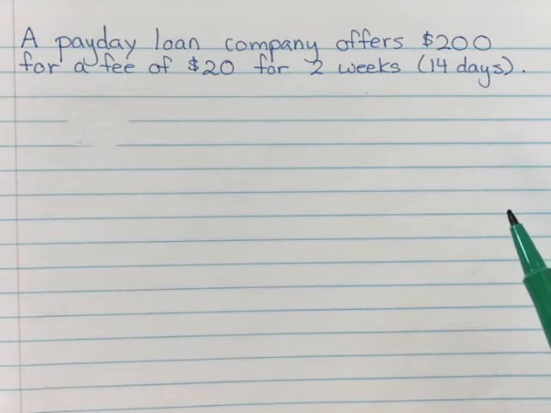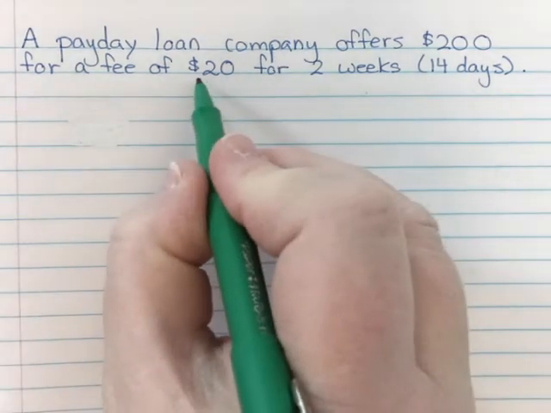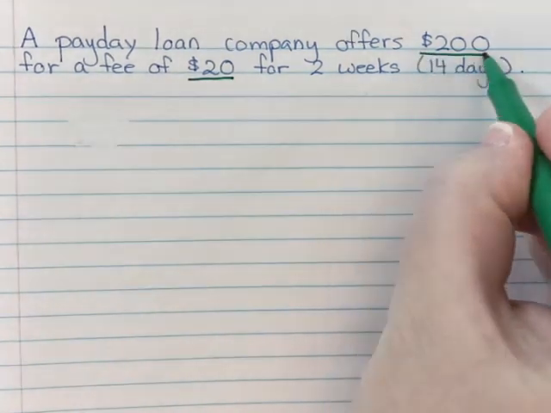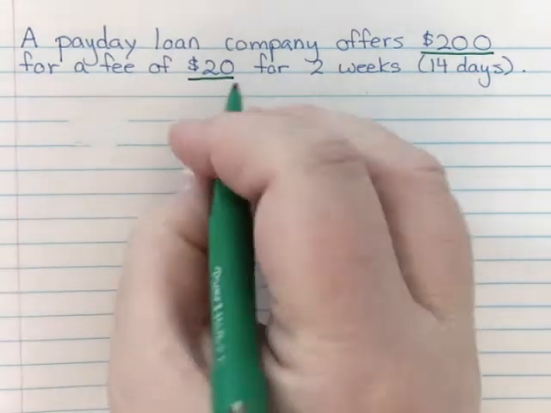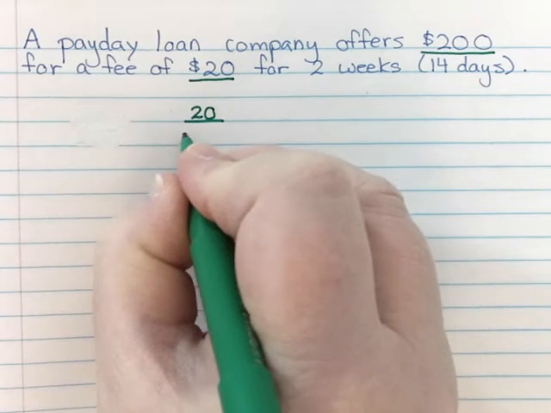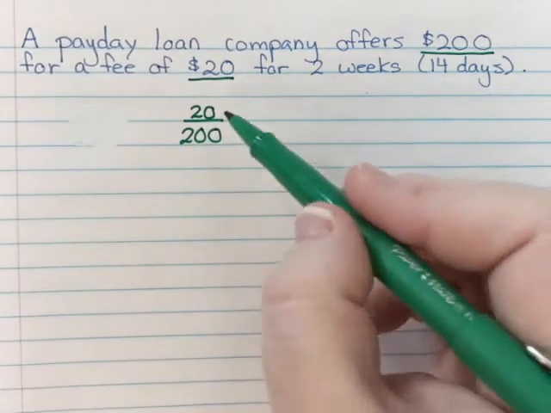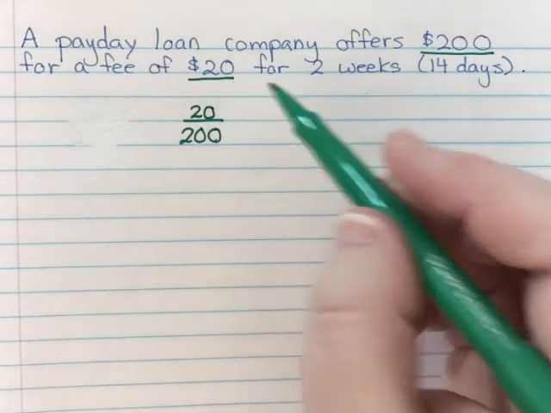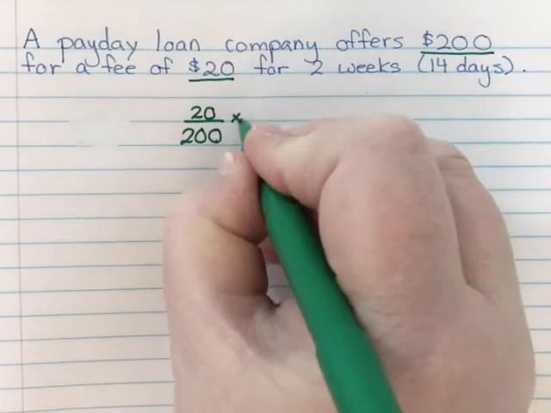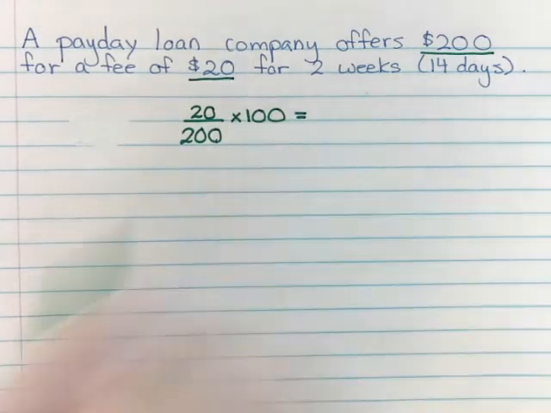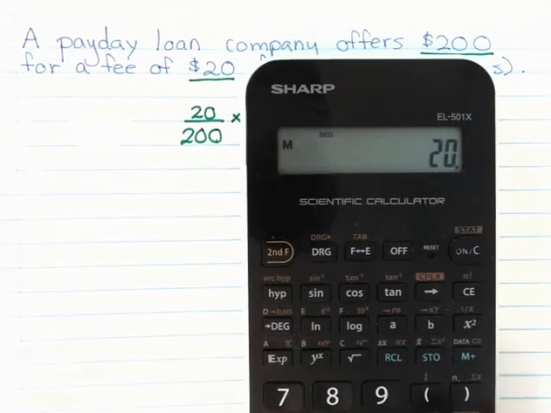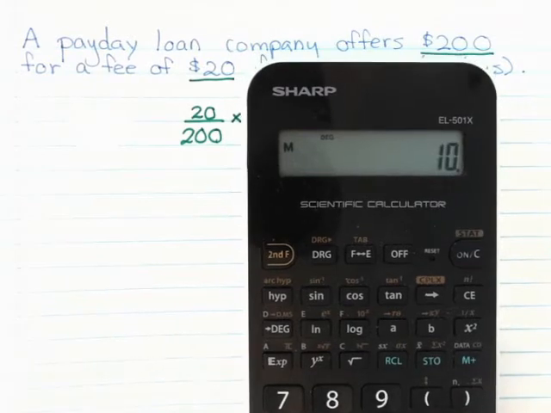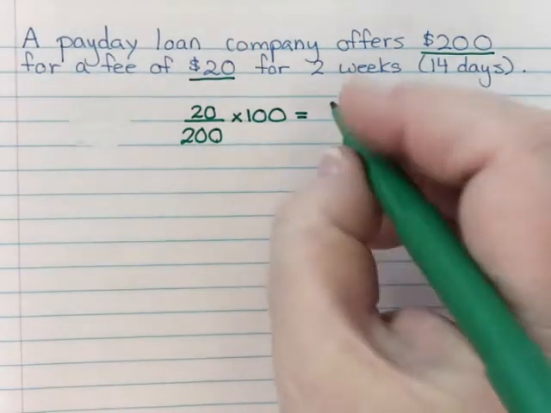So the first thing you need to do is figure out what is $20 out of $200. What percent is that? So I'm going to take 20 and divide it by 200, right? I want to figure out what percent that is out of 200. And to make it an actual percent, I have to multiply that by 100. So I'm going to take my calculator and do 20 divided by 200 and then times that by 100. And I got 10. So that means this is 10%.